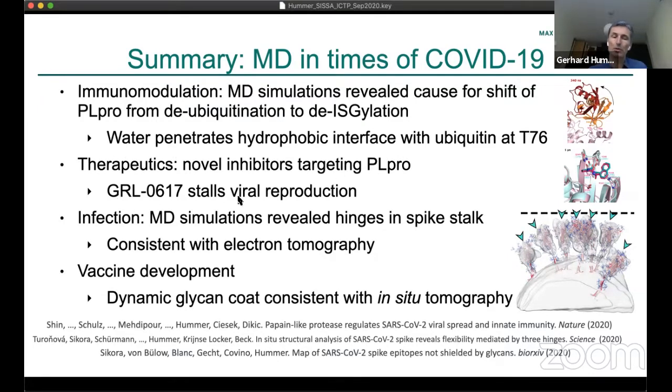I showed the results for the GRL0617 inhibitor developed by the Mezicar lab originally for old SARS, which also stalls viral reproduction for new SARS. Then I showed you results for spike, the protein at the viral surface, and these simulations revealed hinges in a spike stalk, and then in completely independent electron tomography experiments, these were recapitulated.